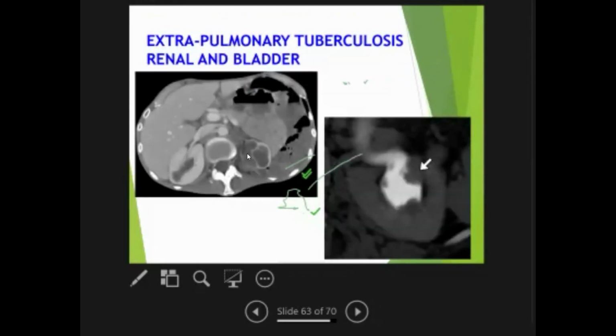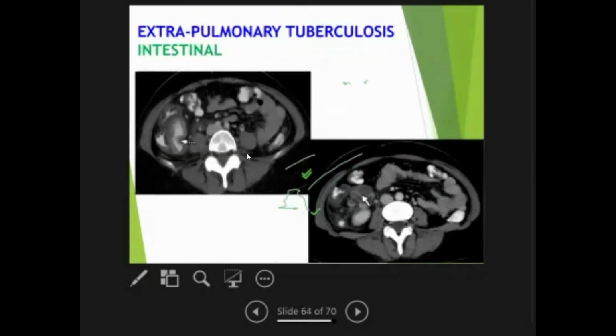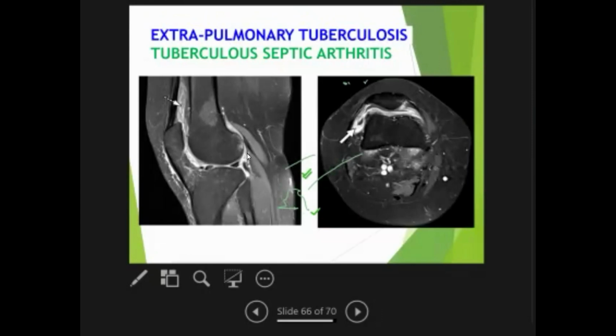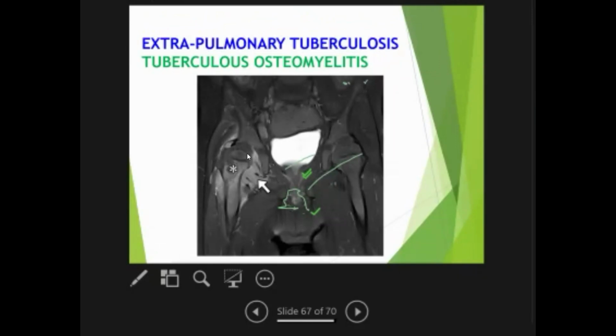Then you can get TB in other organs like the kidneys, right? They might present as a mass lesion or exudate collected in the pelvicalyceal system, or bladder lesions as thickening of the bladder. In the bowel, again, thickening of the bowel or a mass lesion. And they can present as ascites, with thickening of the mesentery and peritoneum. And the joints: septic arthritis, again with fluid collection, especially thick fluid collections. And even osteomyelitis can be affected.